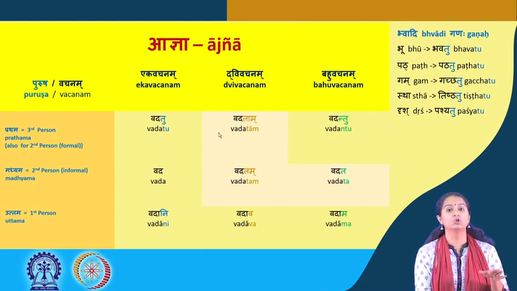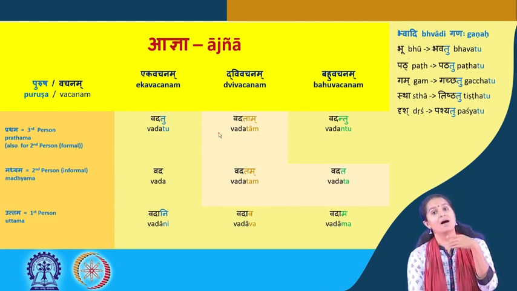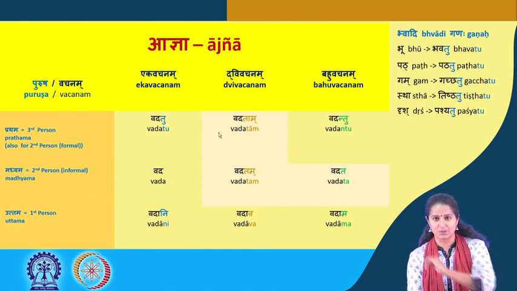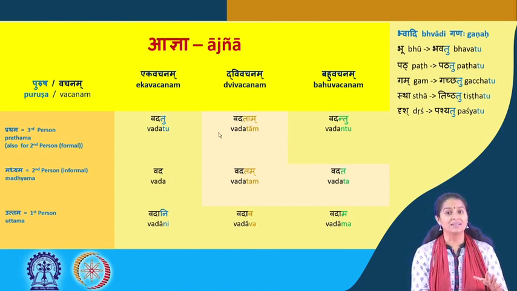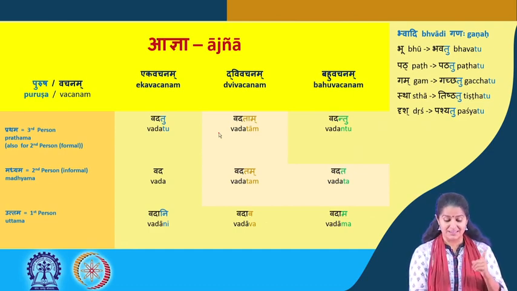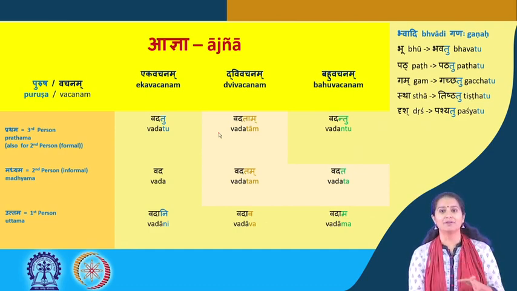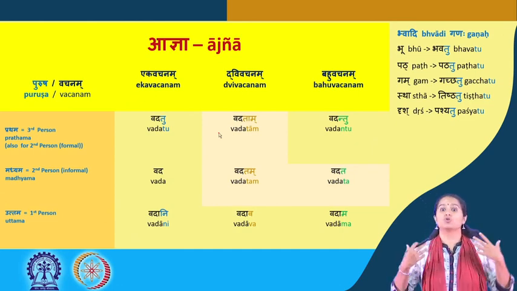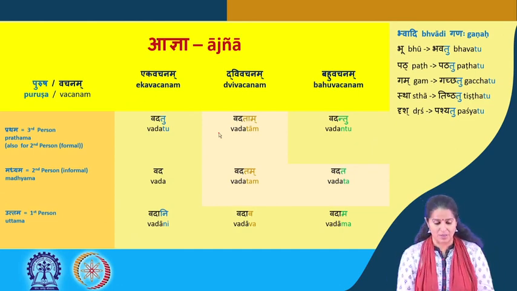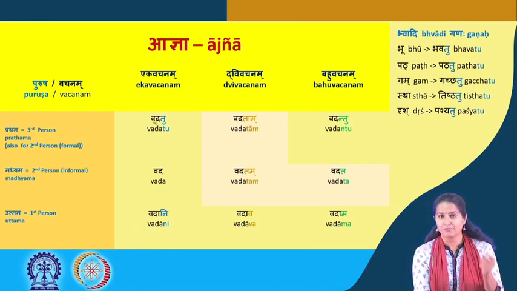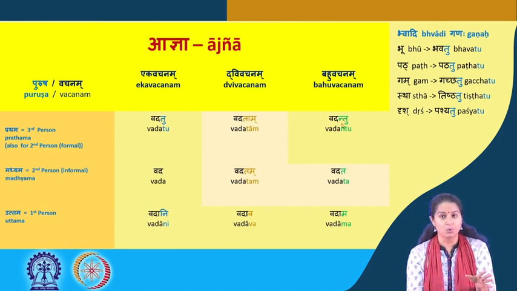So we have vadatu, vadatam, vadantu. So the e of the present gets replaced by the u. Vada, vadatam, vadata, vadani, vadava, vadama. So this is like let us or do. It's an order or a request. And what do we see here? One way of remembering is that the e for the third person singular and plural is replaced by the u.